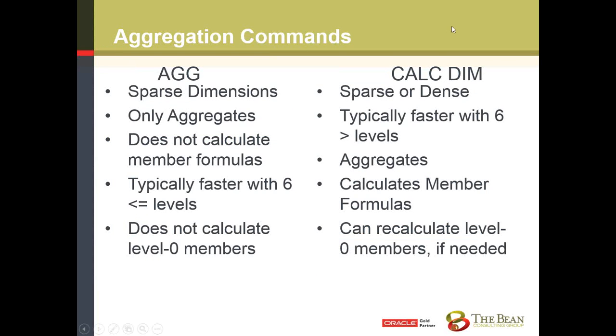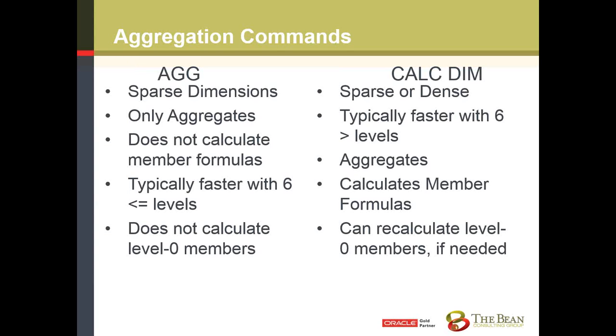Now, when you write calculations, a lot of times you also want to be able to roll all your data up the outline. That's one of the big benefits of using an OLAP database, the speed and performance at which you can aggregate and roll these things up. And there are two different ways you can roll data up within your outline. One is using what's called the agg command, and the other is using what's called the calcdim command.